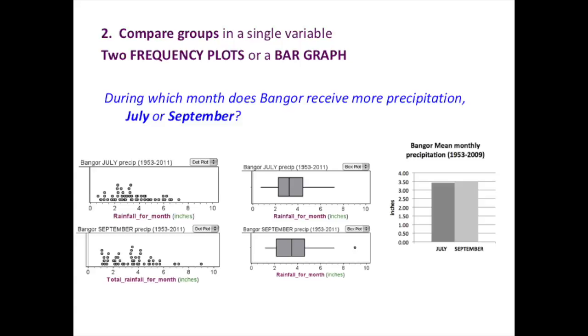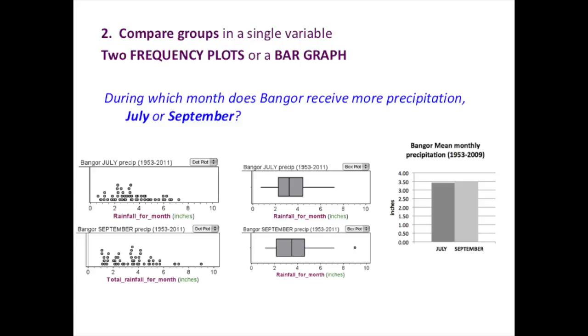In the middle is the same data, only in box and whisker form, showing the total rainfall on the x-axis. And you can see the distribution of rainfall for the 2 months, July and September, in Bangor and compare.